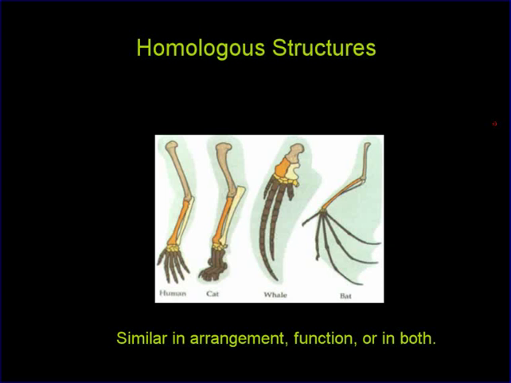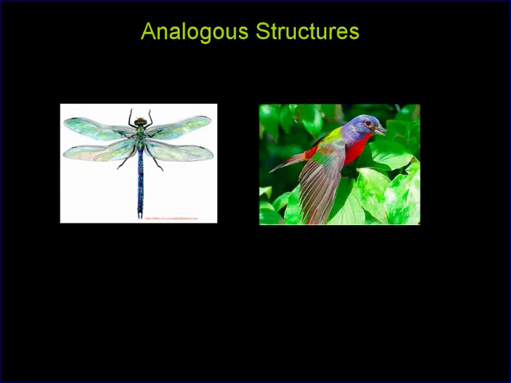Analogous is similar in function. So if we look here, this bird's wing is not made up of the same stuff that a dragonfly's wing is made up of. Not at all. This is feathers. This is like scaly stuff. So we know that it's not similar in arrangement, but it is similar in function.